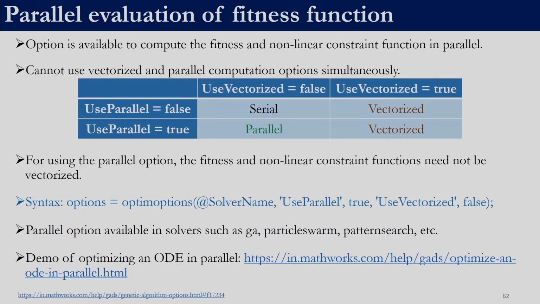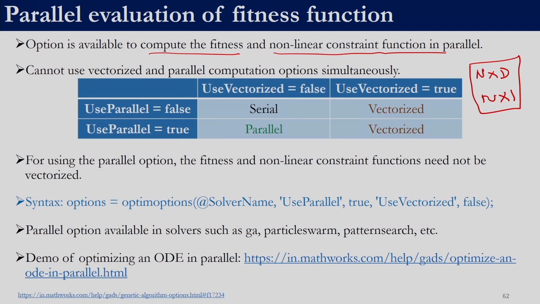Many inbuilt optimization solvers in MATLAB, like GA and particle swarm optimization, support parallel computing. This parallelization is available to compute the fitness as well as the nonlinear constraint function in parallel. There is a difference between vectorization and parallelization. As we have seen earlier, in vectorization we pass this n cross d matrix together, where n is the population size and d is the number of decision variables, and the objective function was supposed to return n cross 1. This is the vectorization feature.